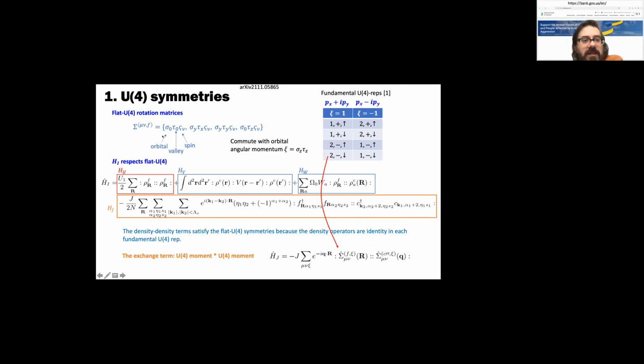This is, for example, the U4 symmetry generators. We can define them here. You don't need to remember them, it's obviously a bit useless, but they can be defined, and they're a combination of orbital, valley, and spin symmetries. And the interesting thing is that this exchange term, when you write it down in terms of this U4 symmetry, is actually a U4 moment. That is the reason why we call it an exchange term: it is a ferromagnetic interaction between the U4 moments of this symmetry.